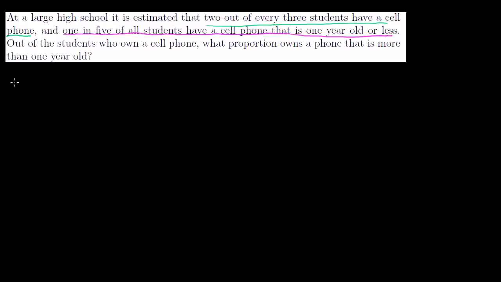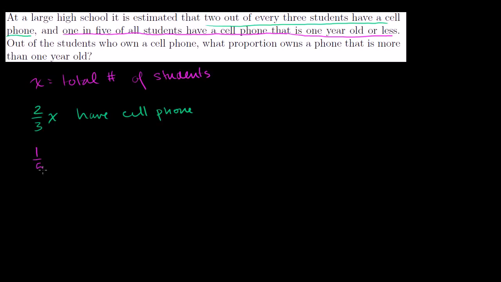All right, so let's think about it. Let's say that x is equal to the total number of students. This first line, 2 out of 3 students have a cell phone. So we could say that 2/3 x have a cell phone. That's what that green statement tells us. And then that purple statement, 1 in 5 of all students have a cell phone that is 1 year old or less. So 1/5 x have a cell phone that is 1 year old or less.